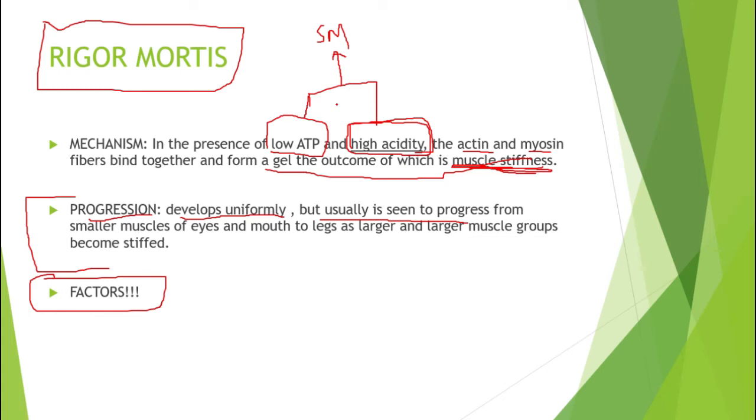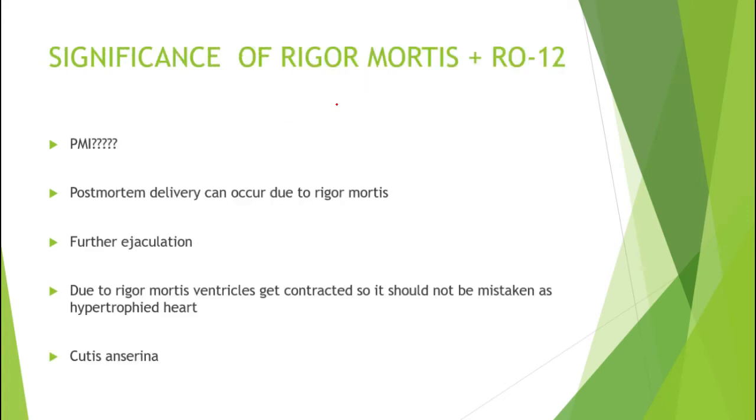That's not all about rigor mortis. There is some other stuff that we need to revise. Rigor mortis, what's the significance of rigor mortis? Can you guess anything? Its progression. Yes, its progression can help us calculate the PMI. What's PMI? PMI is post-mortem interval.